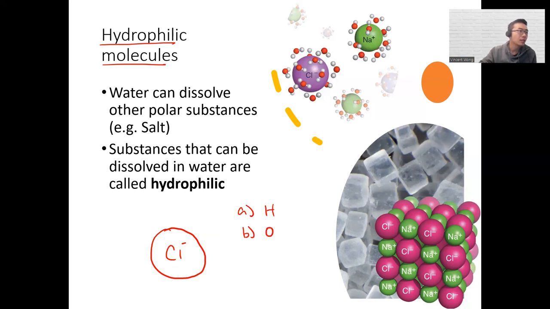Let's do a poll. Don't tell me the answer yet. Sorry, I just want to share the answer to everybody. What part will surround the chlorine? Choose A if you think it's hydrogen, or B, oxygen. If you're not sure, you can choose C, all right? That's okay. That will tell me something as well. Just a couple more seconds before I close the poll.